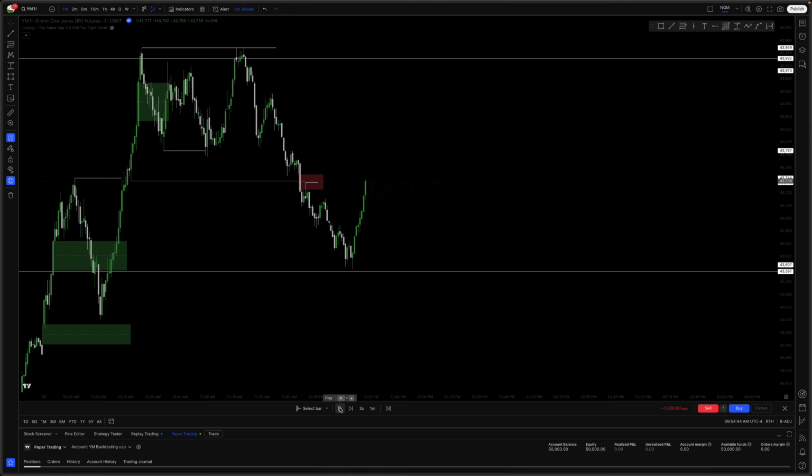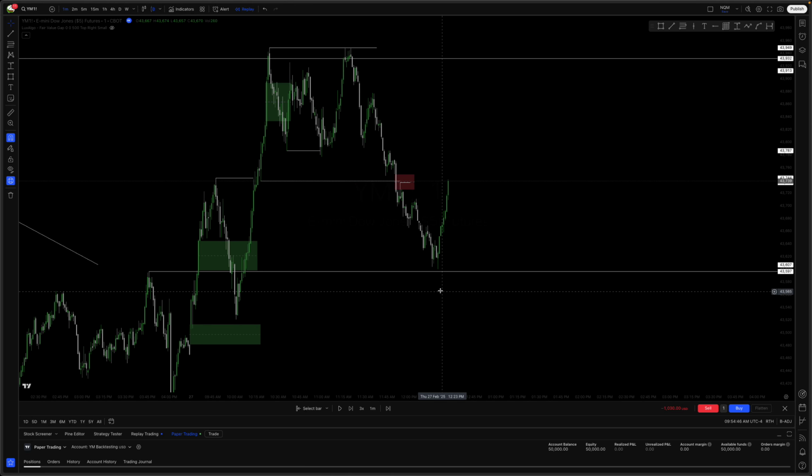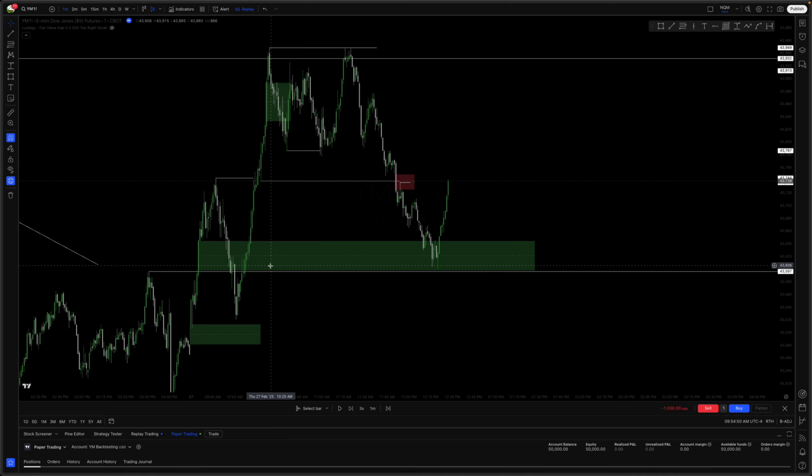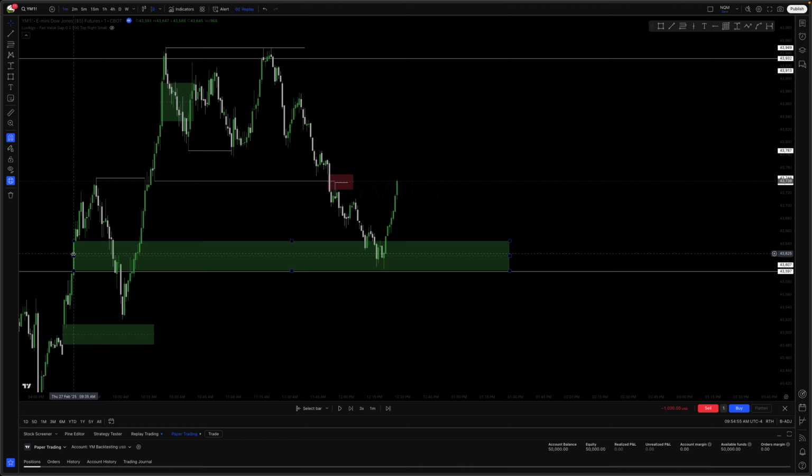Well, that's not a good one. Why did we lose this one? Again, reacting off of this fair value gap, but this is still not the first present fair value gap. Is it the first present fair value gap? Yes, it is. No, this is.